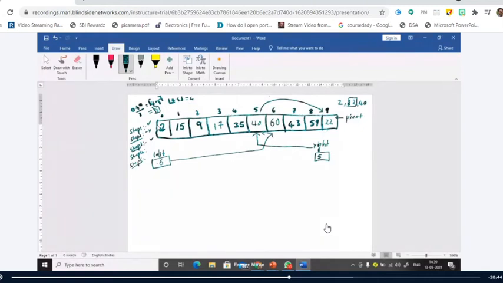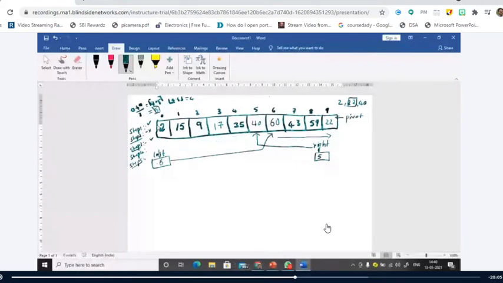Now if you look at the situation here, what are all the elements towards its left hand side? 2, 15, 9, 17, 35. Are they smaller than the pivot or not? Yes. Now you will observe the elements towards its right hand side. 60, 43, 59, 22. Are all the elements greater than the pivot? No, sir. So that is not the correct movement, right?